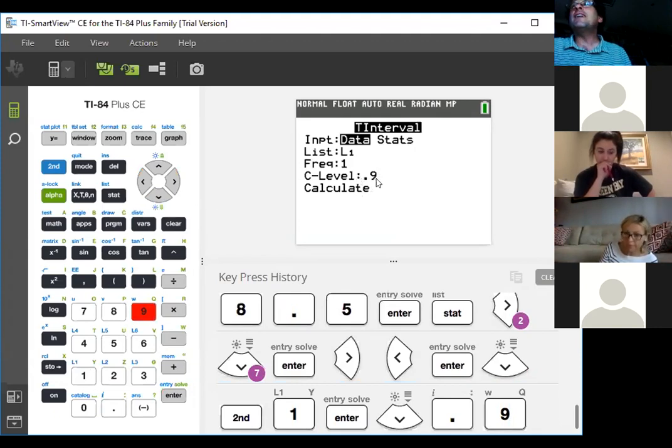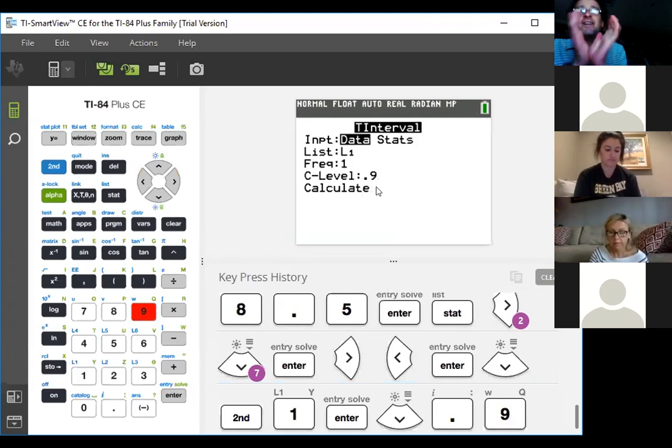But if you have a 90% confidence level, that means you're going to be less confident that your interval is going to contain the true population mean. Okay? But your interval will be narrower. It's a trade-off. So by being less confident, you can have a better interval. If we want to be more confident, then our interval is going to get wider.